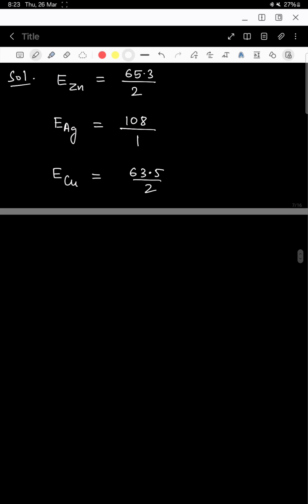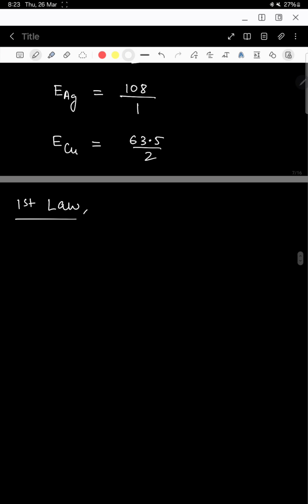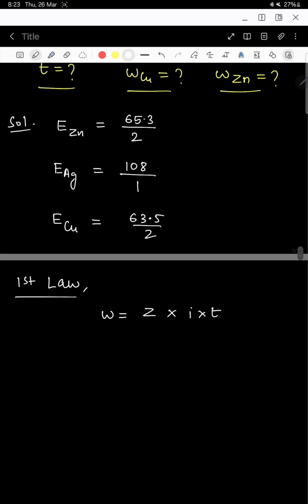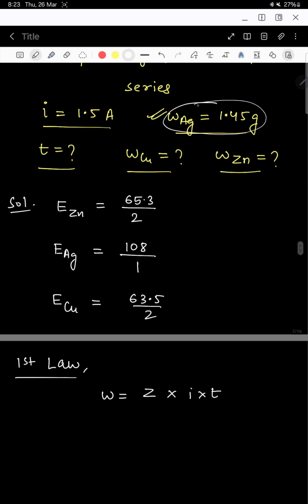Now first we will calculate the time for which the current flows. So using the first law of electrolysis, we know that W equal to Z into I into T. And here we are applying it for silver because we know the mass of silver that is getting formed here. So we are applying the first law for silver.